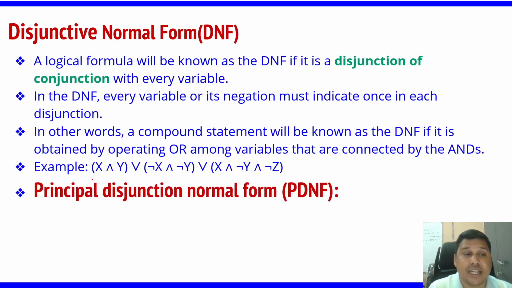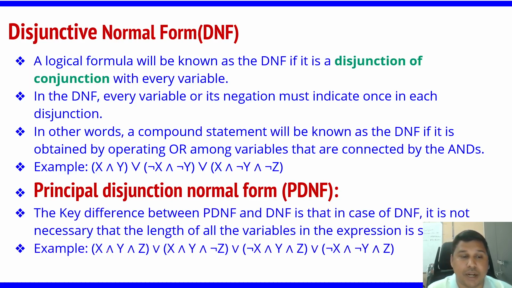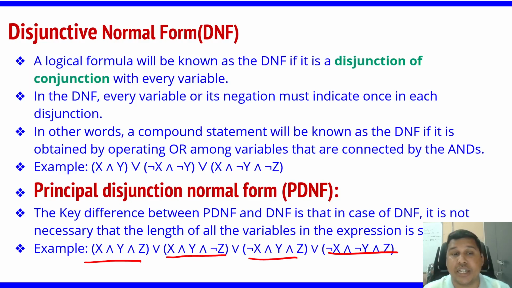PDNF says that you should have three variables in each term. Here we already have three variables, and this is fine. But here we don't have three variables, so we have to include three variables there. See the example: X and Y and Z, X and Y and minus Z. Like this, we have three variables in every term. This is PDNF. So remember PCNF and PDNF.